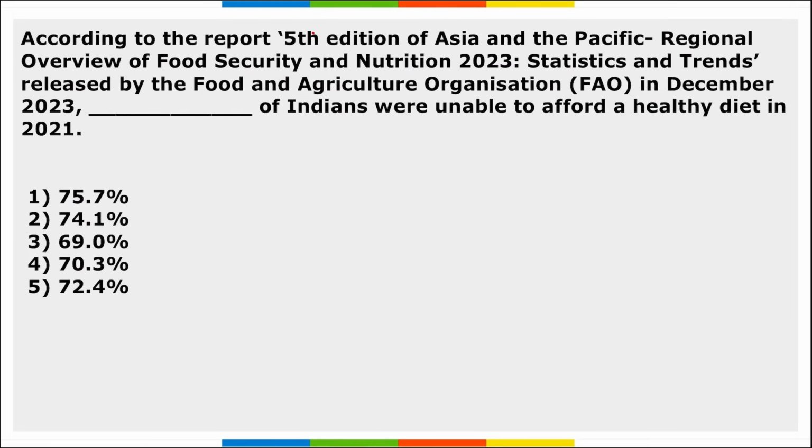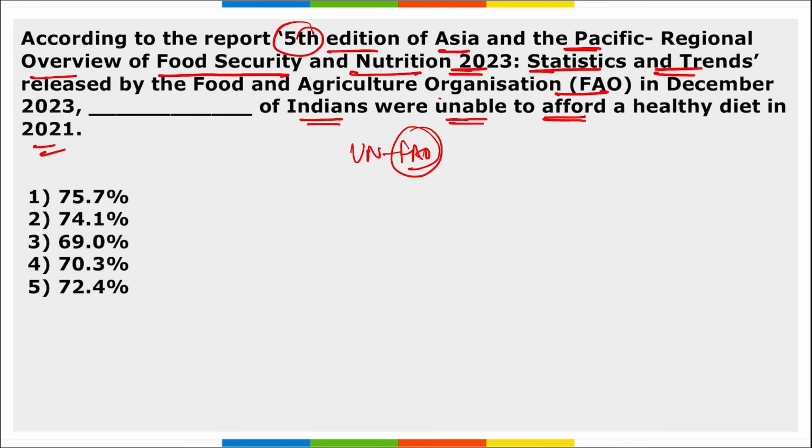Next, according to the report, that is the 5th edition of the Asia and the Pacific Regional Overview of Food Security and Nutrition 2023 Statistics and Trends, released by United Nations arm FAO, Food and Agriculture Organization, in December, it stated that dash percent of the Indians were unable to afford a healthy diet in 2021. So according to this 5th edition report released by UN FAO, almost 74.1% of the Indians were unable to afford a healthy diet in 2021. In 2020, this data was 76.2%.